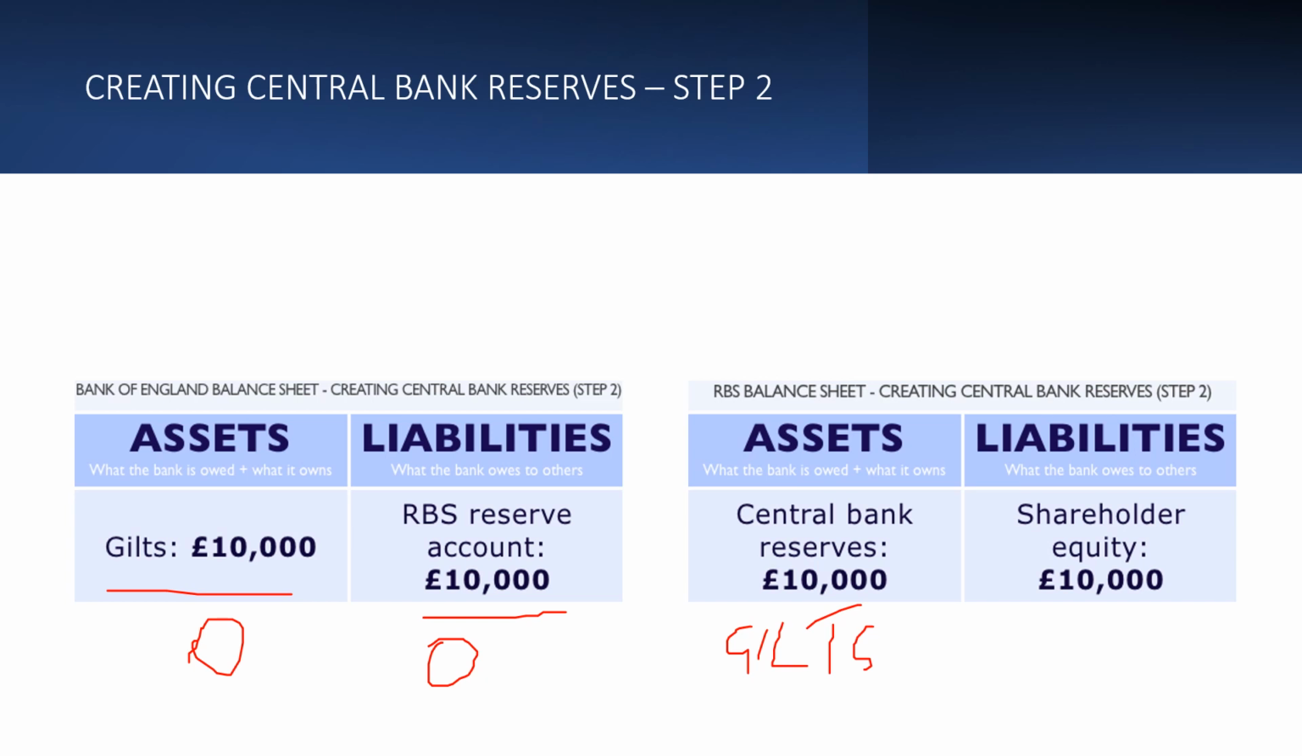However, on the left hand side, the central bank's balance sheet has expanded. So the Bank of England has purchased this government bond for £10,000. And where did the money come from? This money has been created from nothing, and through keystrokes, the Bank of England has injected reserves into the current account of the RBS, and that's how the purchase of the government bonds has been funded.